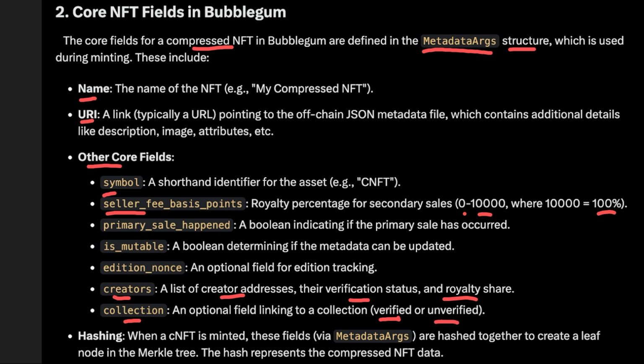Hashing. When a cNFT is minted, these fields via metadata args are hashed together to create leaf nodes in the MerkleTree. This represents the compressed NFT data.